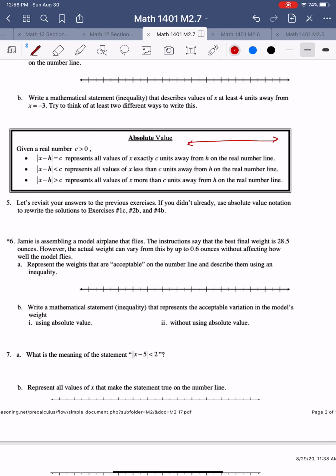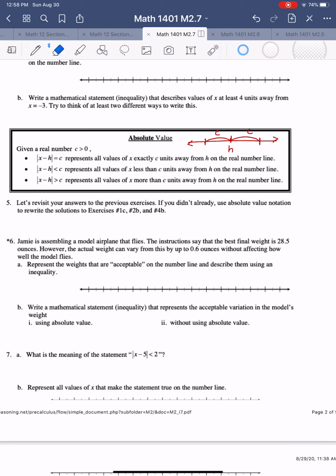h. Okay, so if you have an h here, and then you go to the right from this h or to the left of h, there's c units away. So this is c units away. Yeah, this is what it is.